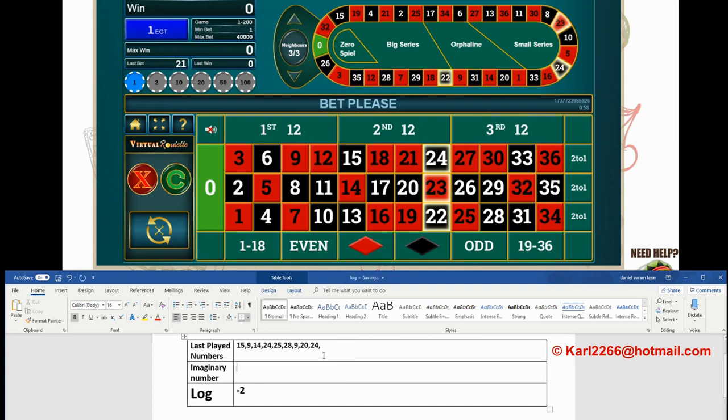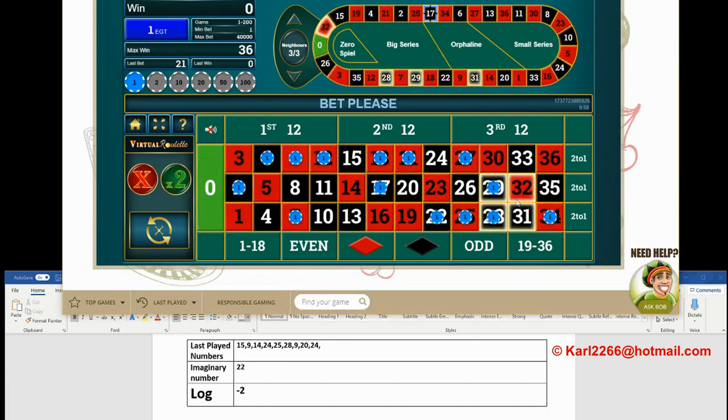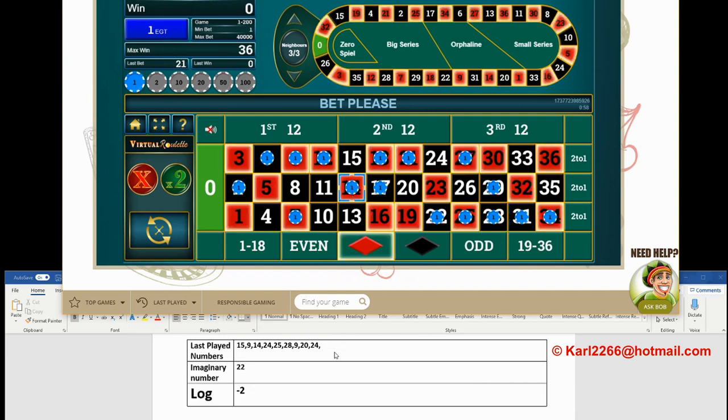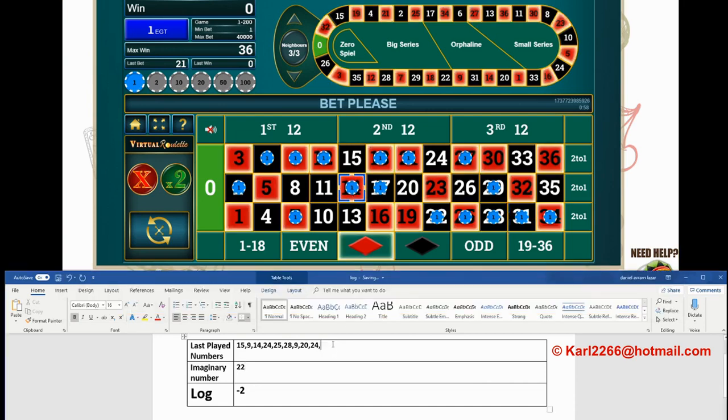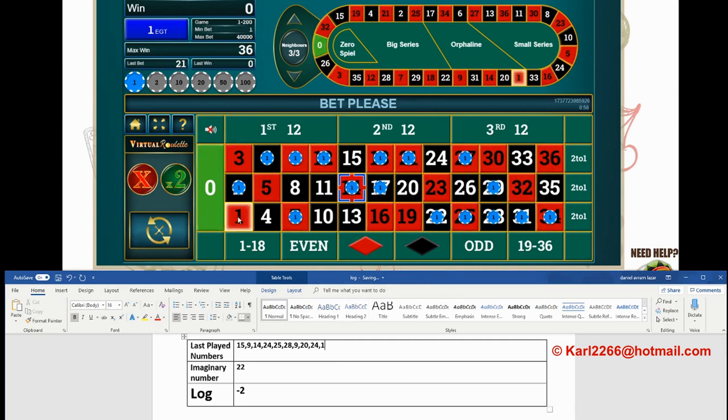So we got a new winning number, which is number 22, because 24 and logarithm minus 2. What we do now when we got 22 as imaginary number, we place bets on 29 and 17 and also on 31 and 14. After 24 we got number 1, so we lost. We don't cover number 1 because we played 22 and the neighbors, 29 and the neighbors, and 17 and the neighbors.